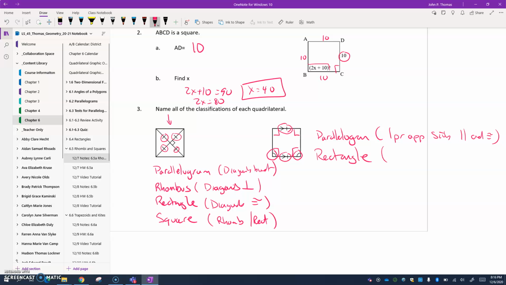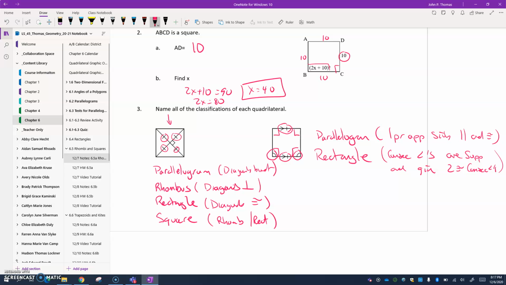So now I've got 4 right angles, which tells me this is also a rectangle. Again, that's because consecutive angles are supplementary, and given 2 congruent consecutive angles, we know they have to be supplementary. The only way that can happen is if they're both 90. And that's going to take us through the problems for today's notes.